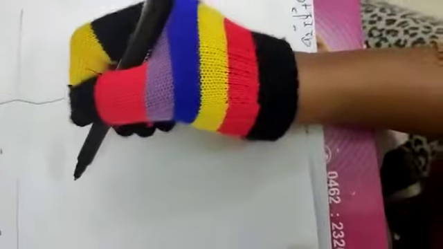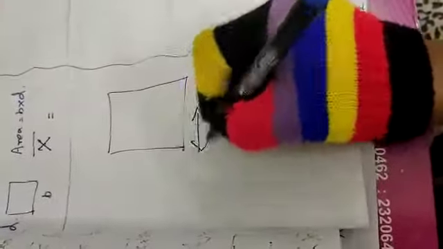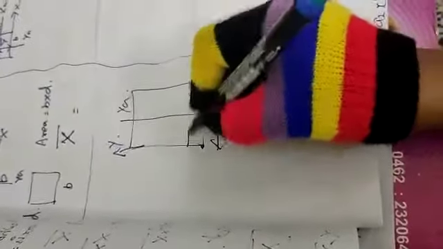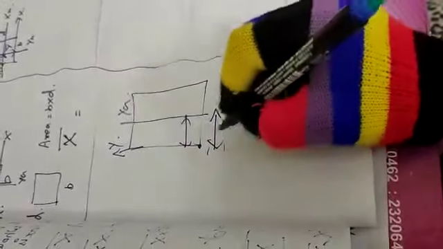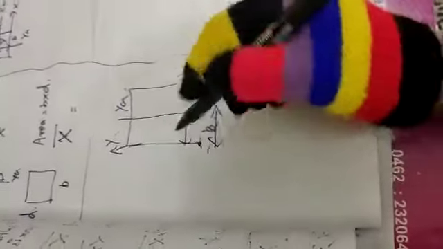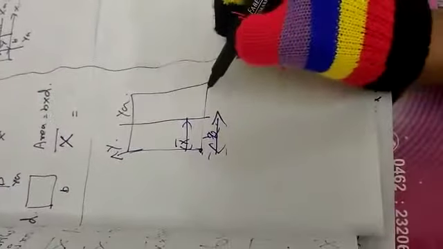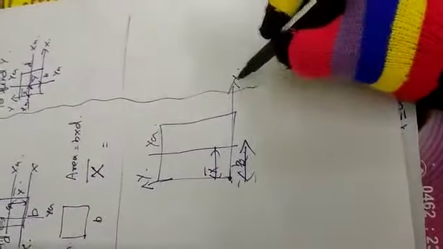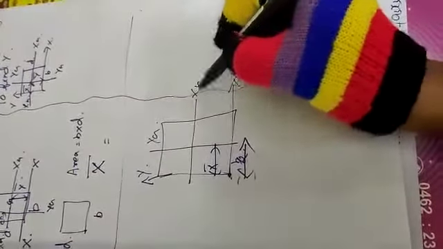For a rectangle you should not just remember b by 2, d by 2. If it is a rectangle, x bar means half of the distance measured from the reference axis y to the centroidal axis yg. Whatever the distance, it will be half that distance. For example, b means b by 2; this is x bar. For y bar, you should see where the reference axis is. From x to xg, this is y bar.